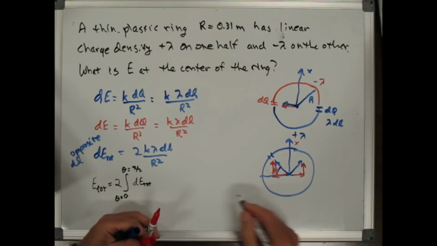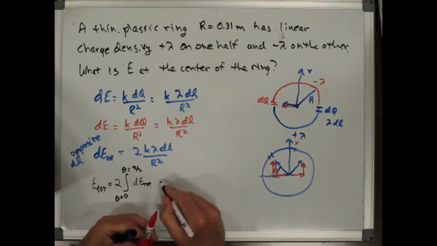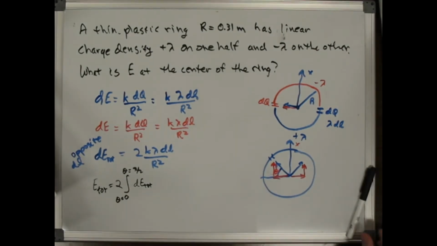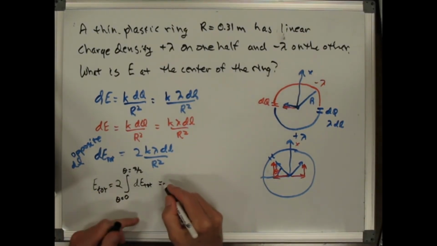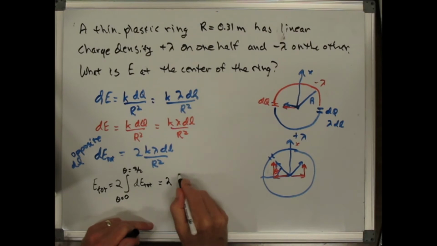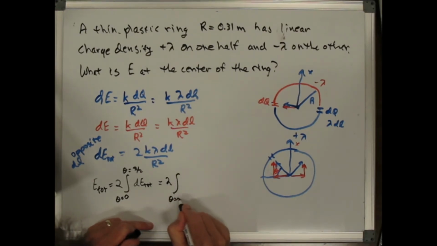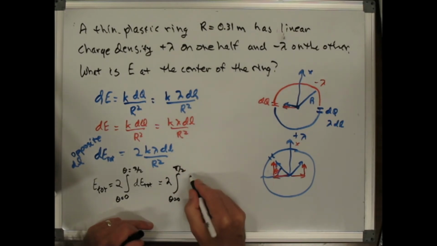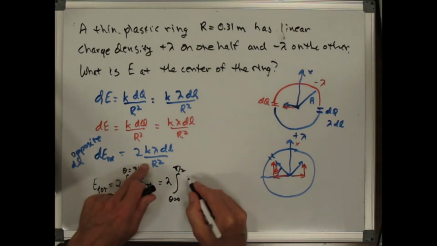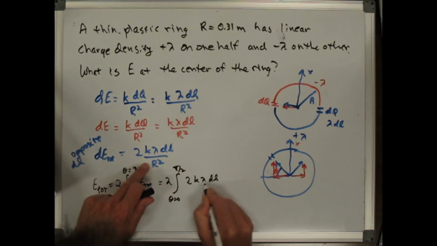And so I have to figure out what that does. So that's basically, you'll forgive me the limits for a second, I want twice the integral from theta equals 0 to pi over 2. And I'm just going to put this in there, this guy in here, right? 2k lambda dl over r squared.